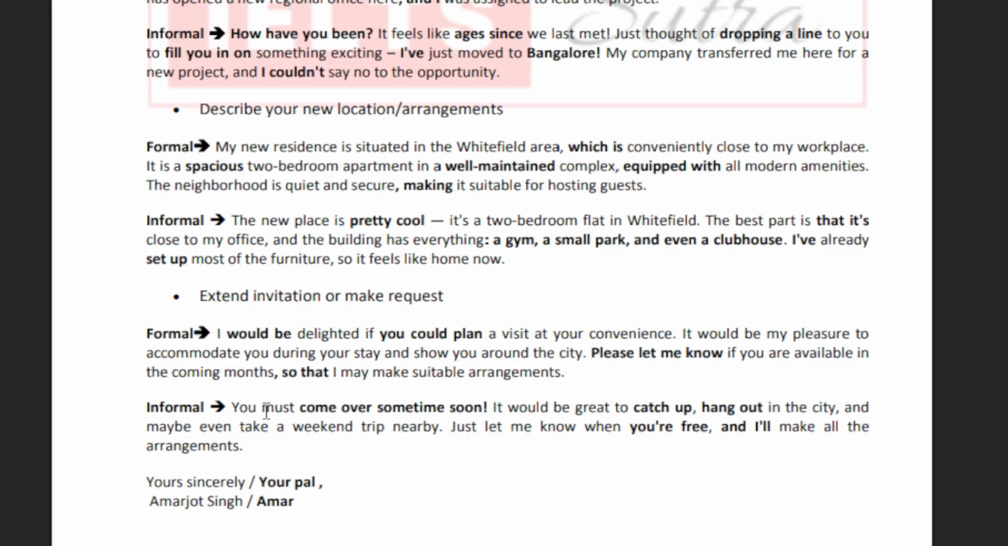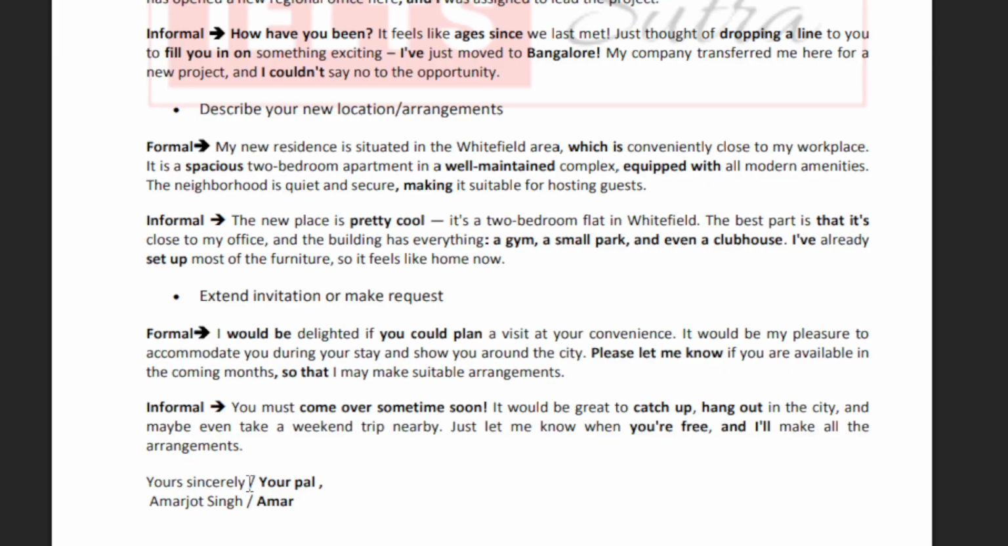But in case of informal, you can be more direct. You don't have to be, you know, a lot respectful. You can say, you must come over sometime. So, for example, instead of saying you should visit, we are saying you should come over sometime soon. It would be great to catch up instead of saying to meet. Instead of using single word vocabulary, we are using phrasal verbs like catch up, hang out in the city, and maybe even take a weekend trip nearby. Just let me know when you are free, and I'll make all the arrangements.